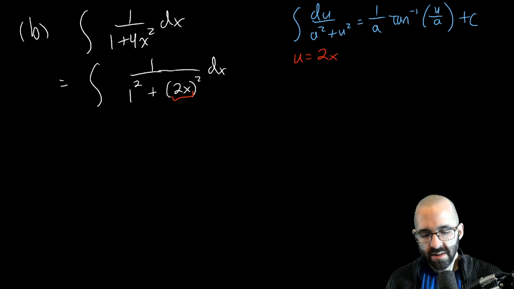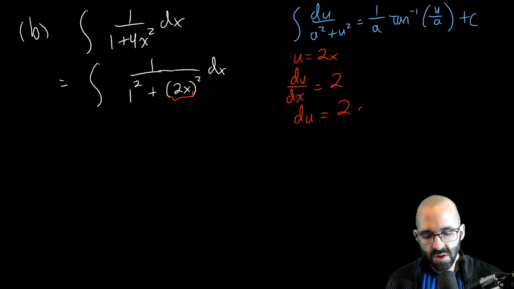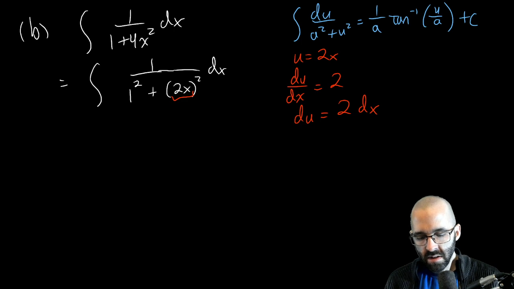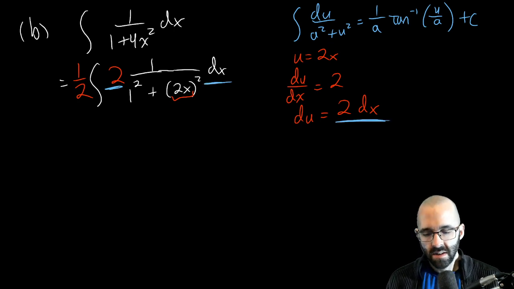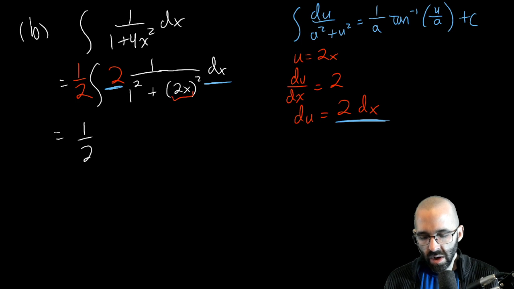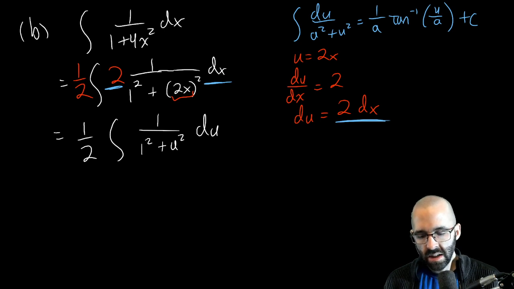Let u be 2x. So the derivative of u with respect to x is going to be 2. So du is just 2 times dx, which we don't have, but we can get it. Multiply by 2, divide by 2. Now everything in blue is just du. We get 1/2 times the antiderivative of 1 over 1 squared plus u squared du. Here, a is 1.